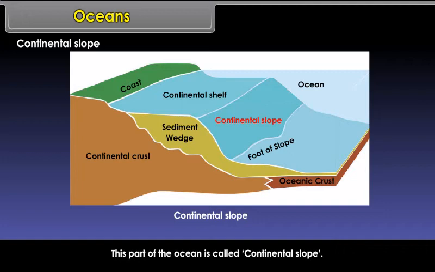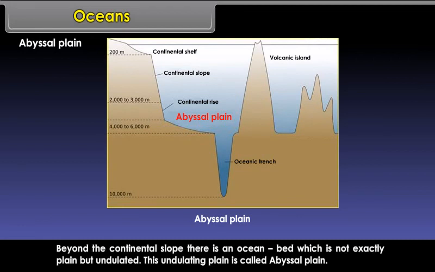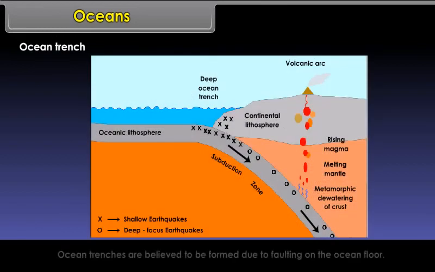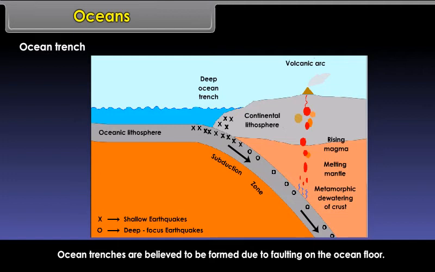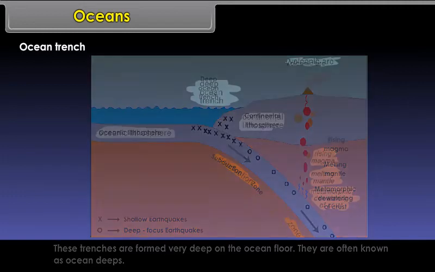Abyssal plain. Beyond the continental slope, there is an ocean bed which is not exactly plain but undulated. This undulating plain is called abyssal plain. Ocean trench. Ocean trenches are believed to be formed due to faulting on the ocean floor. These trenches are formed very deep on the ocean floor. They are often known as ocean deeps. The deepest trench is the Mariana Trench in the Pacific Ocean.